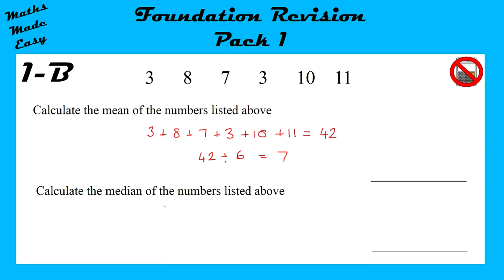To calculate the median, I need to put them all in numerical order. So 3, 3, 7, 8, 10, and 11. And then, same as before, I can cross these off from both ends of my list, and I'm interested in the number that's in between 7 and 8, which in this case is 7.5.